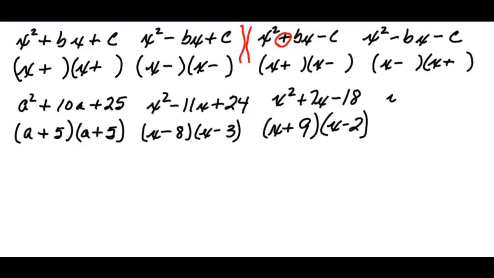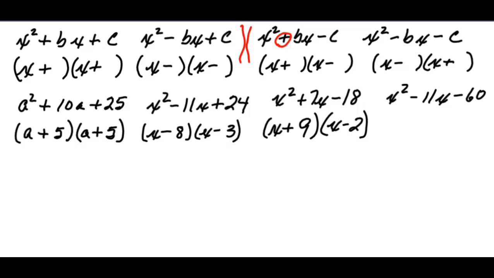This is x squared minus 11x minus 60. Now 60 is a pretty large term and it has a lot of different kinds of combinations to it. But let's take a look at them. What two numbers when multiplied together give me 60, the difference of which is 11?